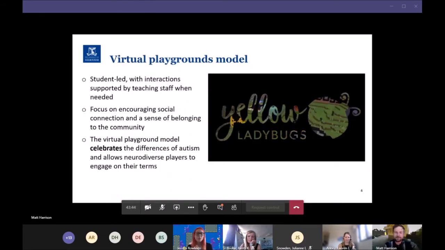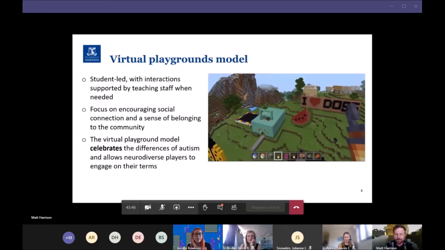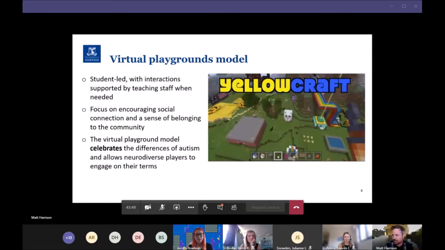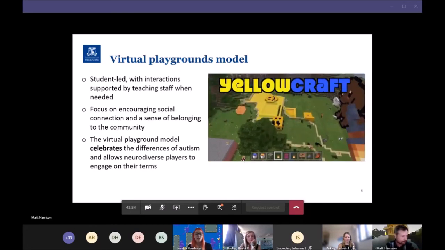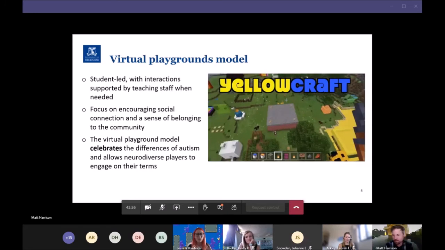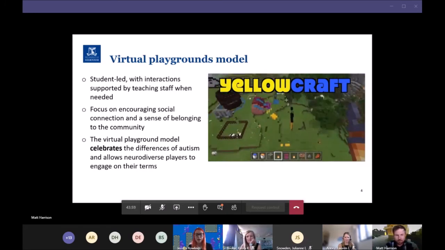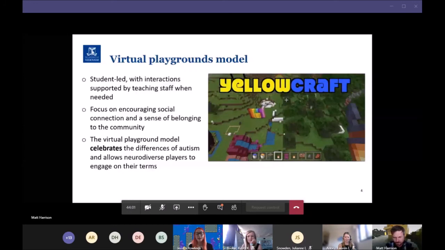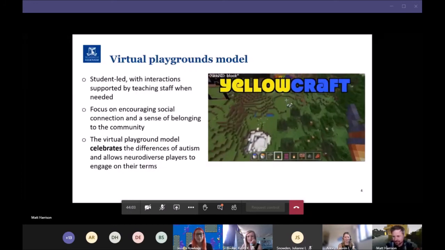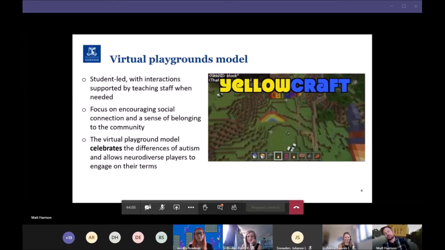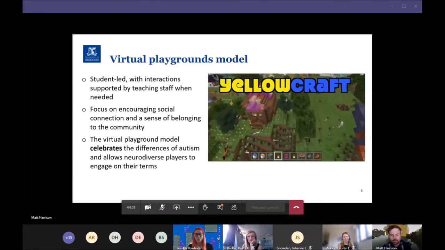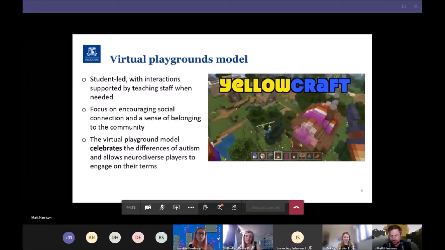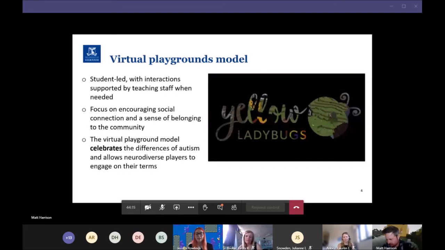So in terms of the virtual playground model, this is student-led, and then interactions are supported by teaching staff, speechies, anybody else who might be involved. The focus of virtual playgrounds is to encourage social connection and a sense of belonging, and having a place where these kids are free to express themselves. And the really key thing with this model is that it actually celebrates the differences of autism and allows neurodiverse players to engage on their own terms. So they can actually choose what they interact with, choose what they want to do, and find things to do that are the most appropriate for them.